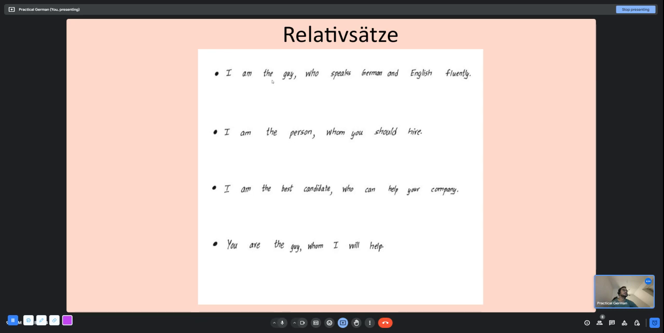So, "Ich bin die Person, die Deutsch." You said "spreche", but you cannot say "spreche" because this is third person singular: ich spreche, du sprichst, sie spricht, right? Normally you would say "die spricht Deutsch und Englisch fließend", but because this is the second sentence, not the main sentence, the conjugated verb has to go to the last position. So: "Ich bin die Person, die Deutsch und Englisch fließend spricht."